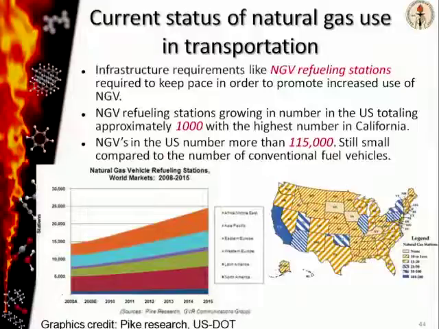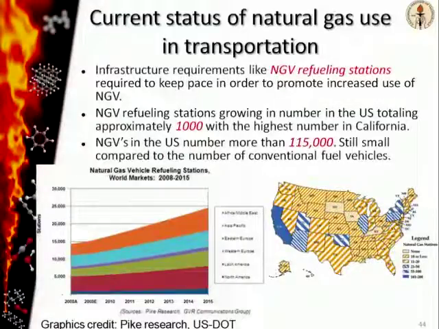Now, along with the natural gas vehicles, you also need the infrastructure to keep pace with the increase in the number of natural gas vehicles so that you can supply the fuel to the vehicles. So what this chart shows is the number of refueling stations which were established worldwide over the last few years in different locations.